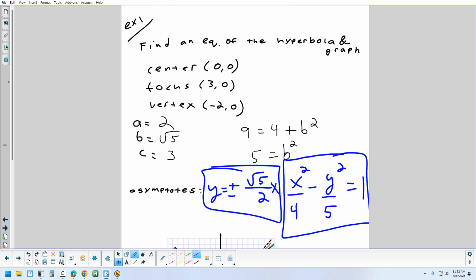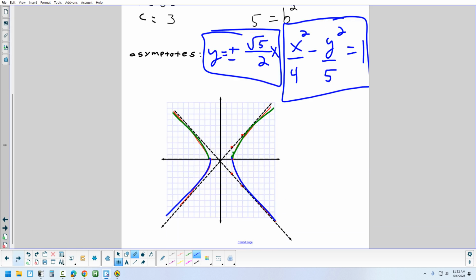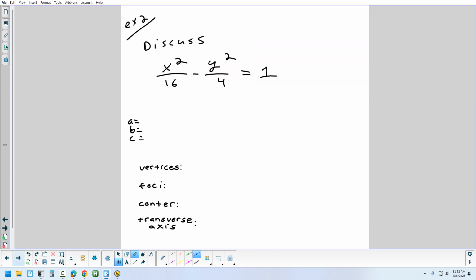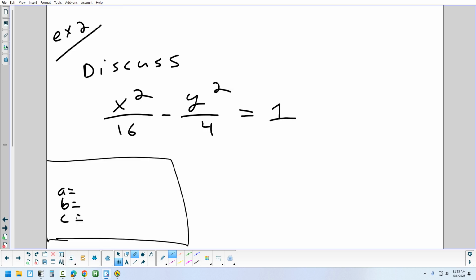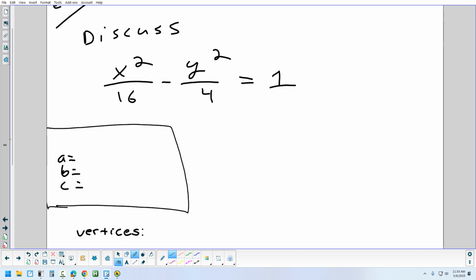All right, so that's being given some information and coming up with an equation. Let's switch it, and now I'll give you the equation and see if you can tell me all the info. First thing we want to do is figure out the A, the B, and the C. Can anybody tell me which one they think they know? Would A be 4? Why? Because the square root of 16 is 4. Right, just a coincidence there. It's the square root of the first number.